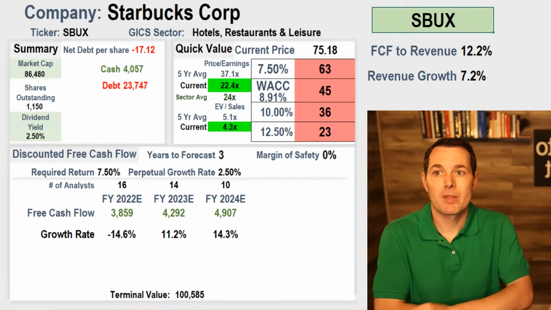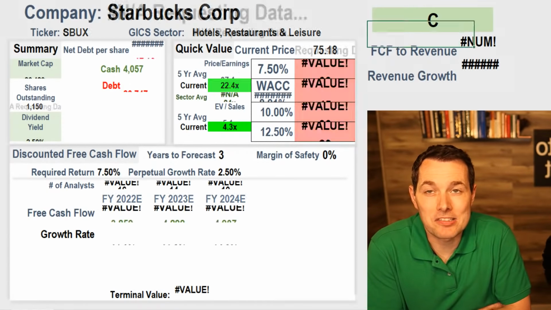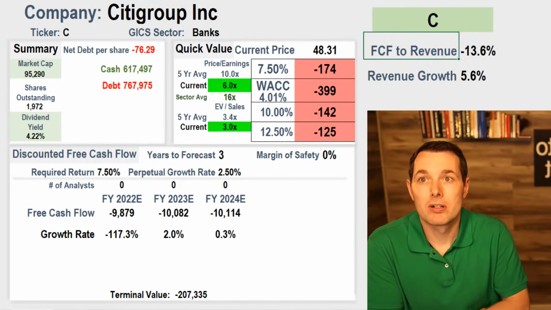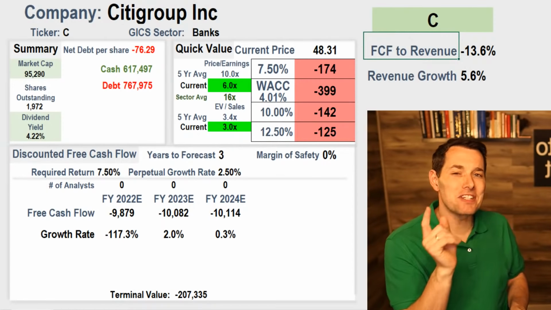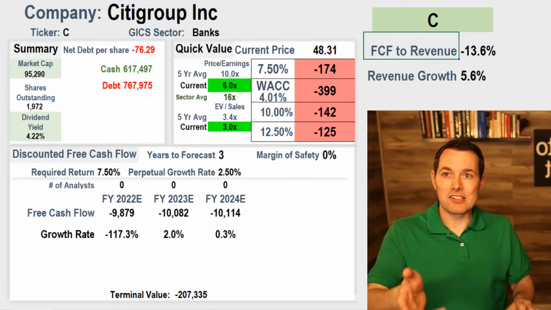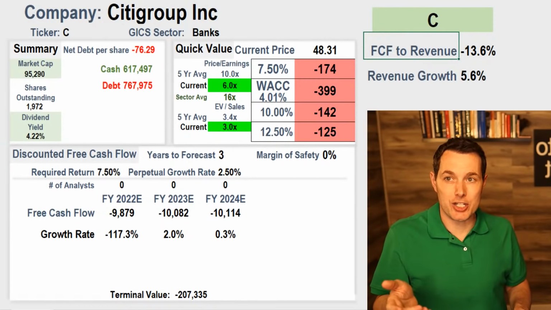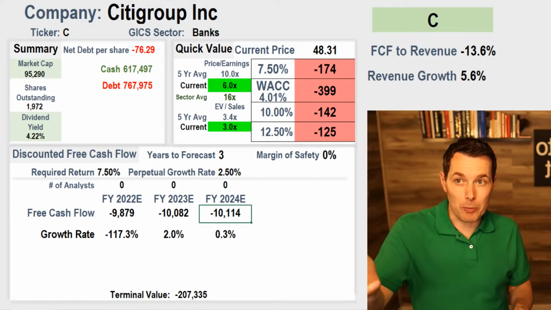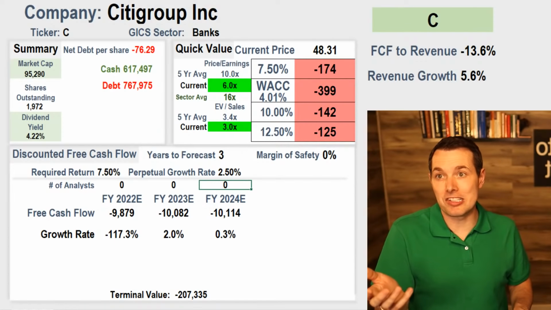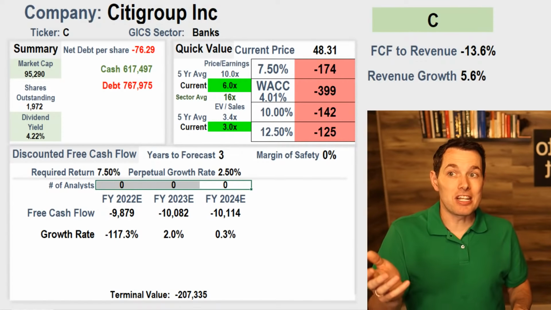There we go. All right, let's look at a couple banks. All right, banks. Citigroup, negative 174. Why, you might ask? Discounted cash flow is not appropriate for banks. Banks don't generate free cash flow. So it might look like we are, but you'll see there's no analyst estimates, and that seems unlikely for a stock as big as Citigroup.